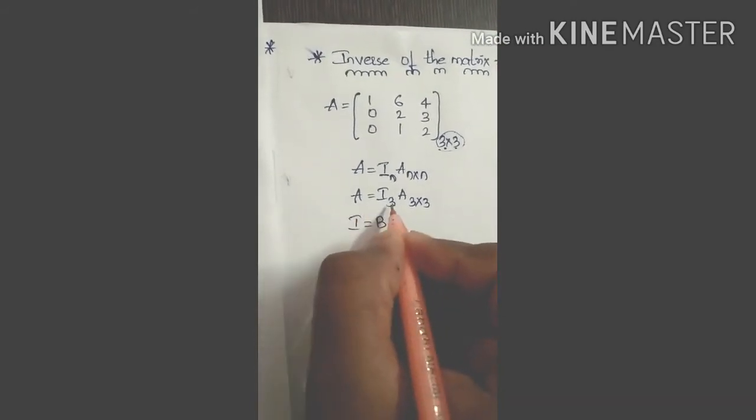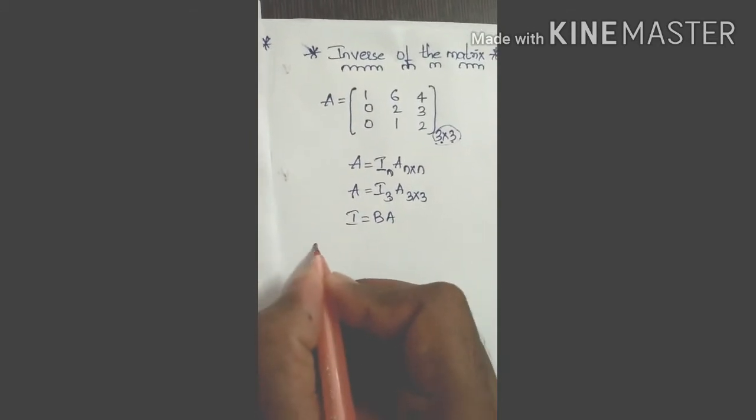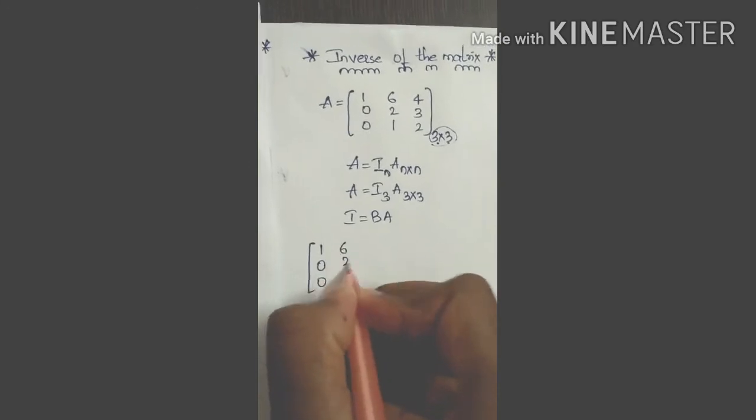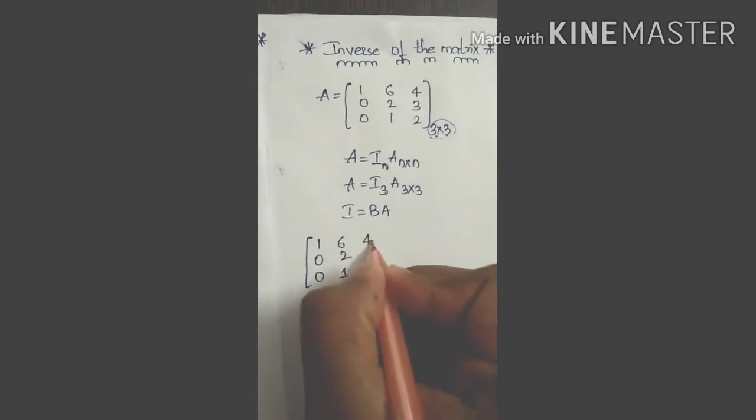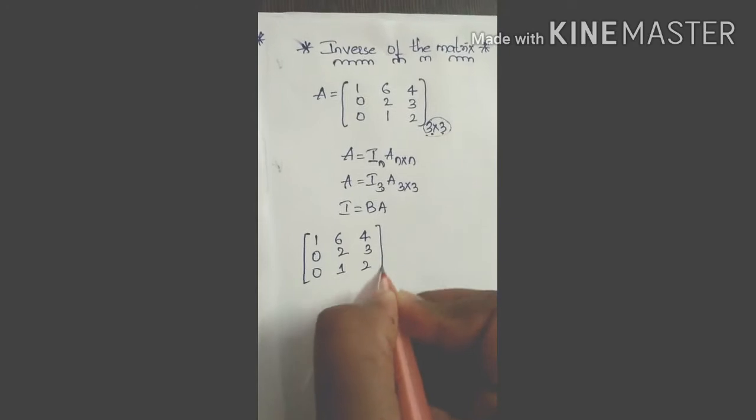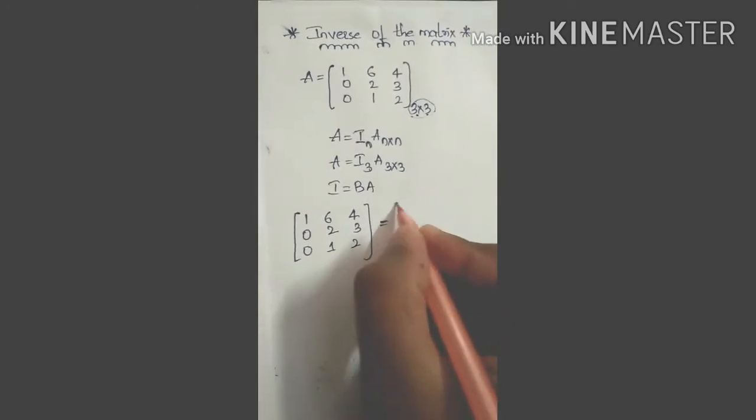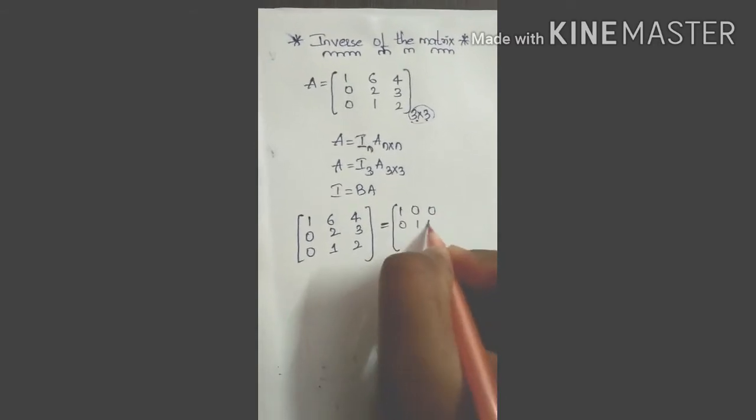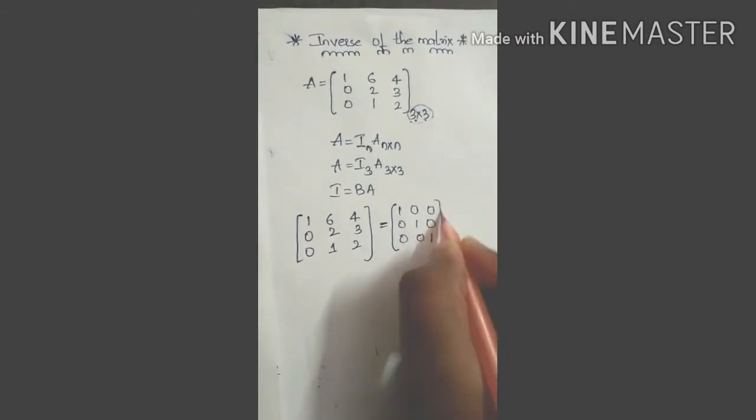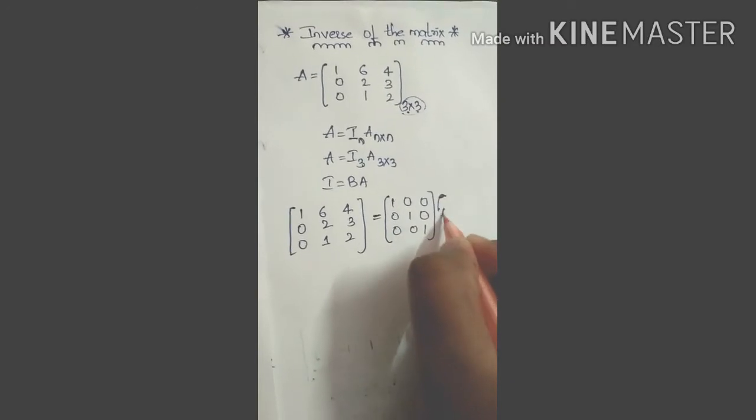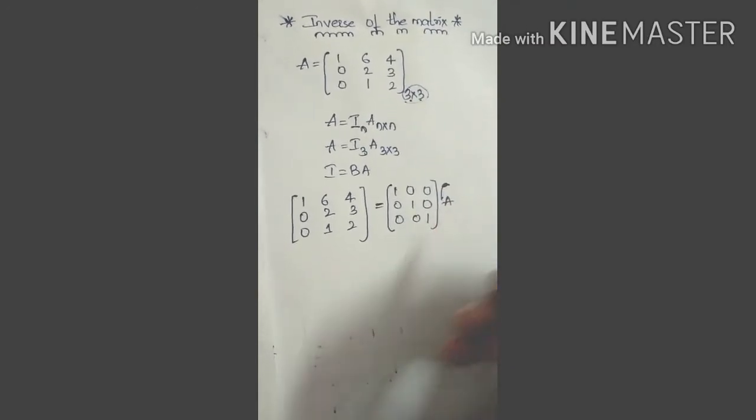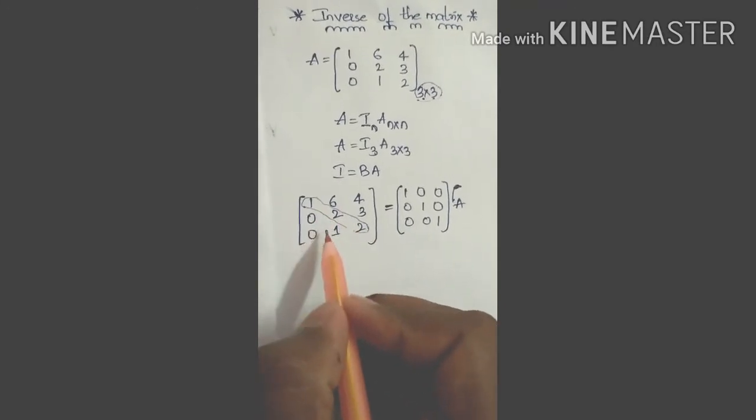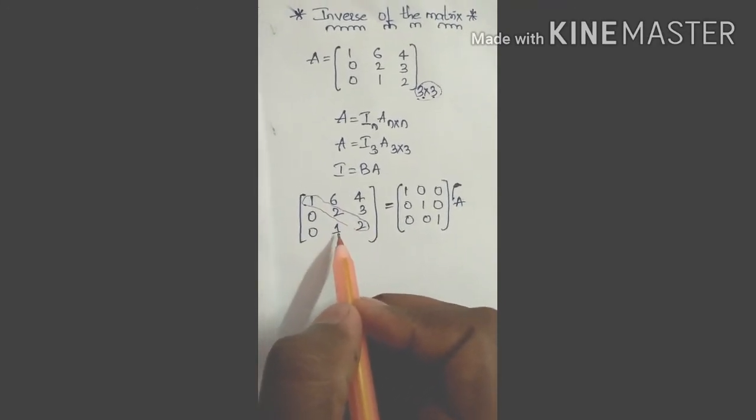Here first A equals I3 A. First we write the matrix A, [1 0 0; 6 2 1; 4 3 2], equals I3, which is 3 by 3, 3 rows and 3 columns: 1 0 0, 0 1 0, 0 0 1, and next A as it is.